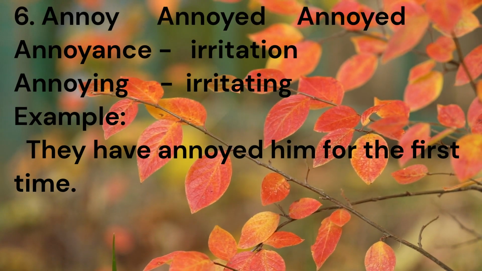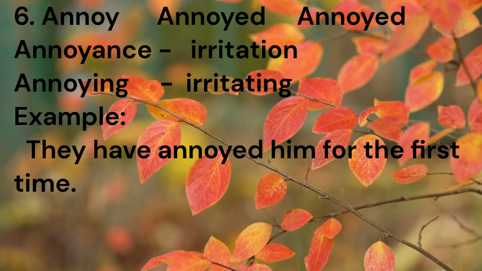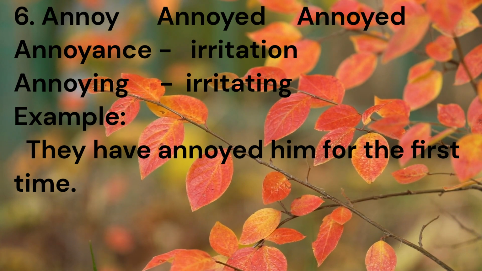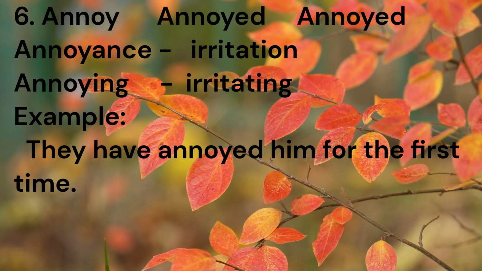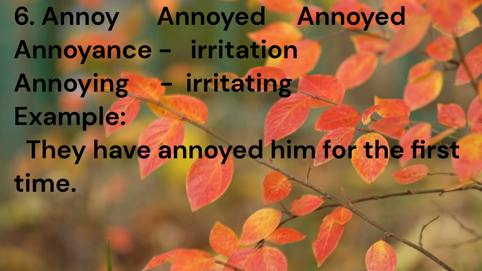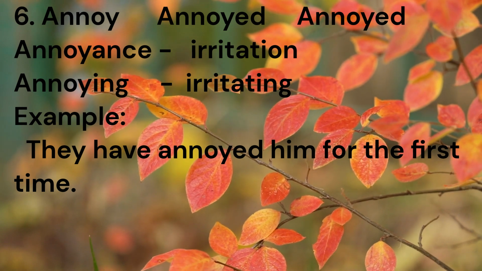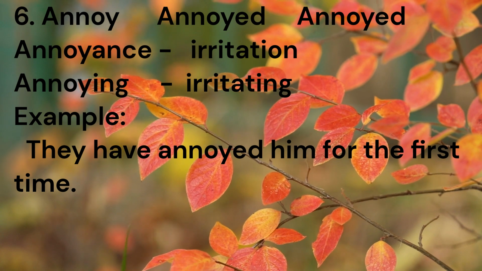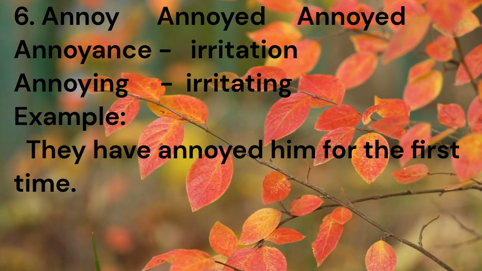The next word is annoy. The 3 forms of it are annoy, annoyed, annoyed. The noun forms of it are annoyance, annoying. The meaning of it is irritation or irritating. An example for this is, they have annoyed him for the first time.